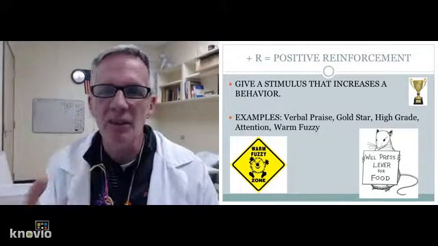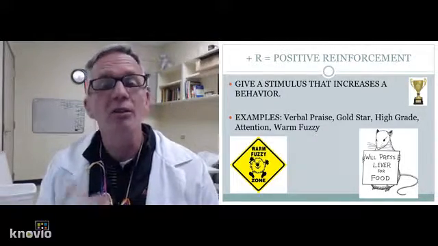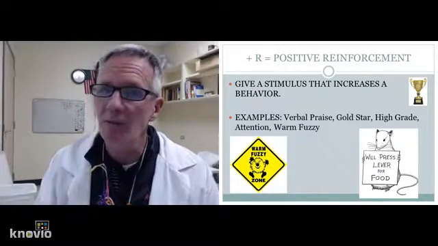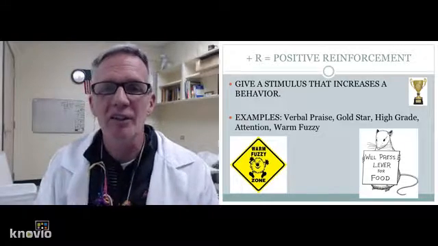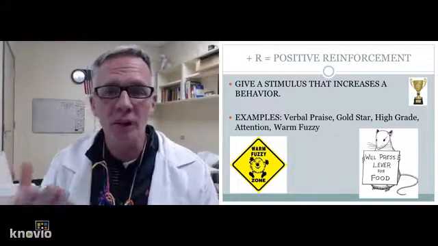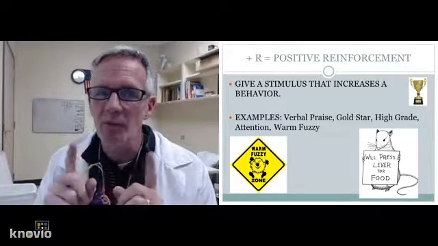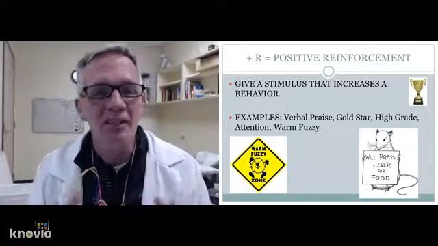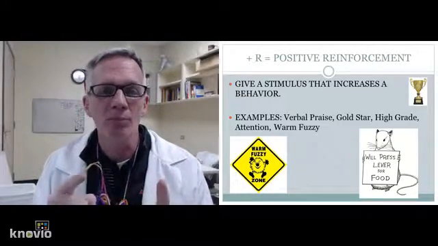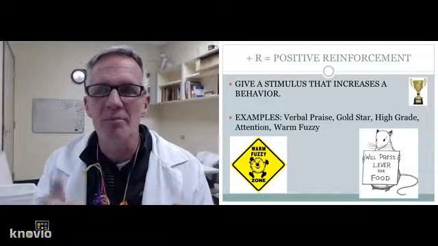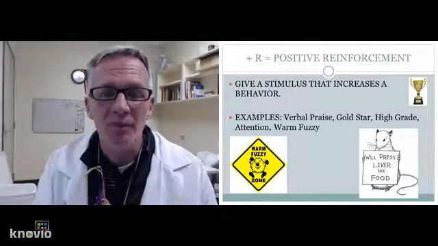You're giving something good. Examples. Nice job, Billy Bob. Way to go. Verbal praise. Verbal praise is a positive reinforcement. You give verbal praise to a child or to a person, and they're likely to try that behavior again. A gold star in school, a high grade, attention is probably one of the most powerful reinforcers out there. Giving attention to someone can be very, very powerful. In fact, the positive reinforcement and attention that some bad students get from fellow students can be stronger than anything the teacher can do.